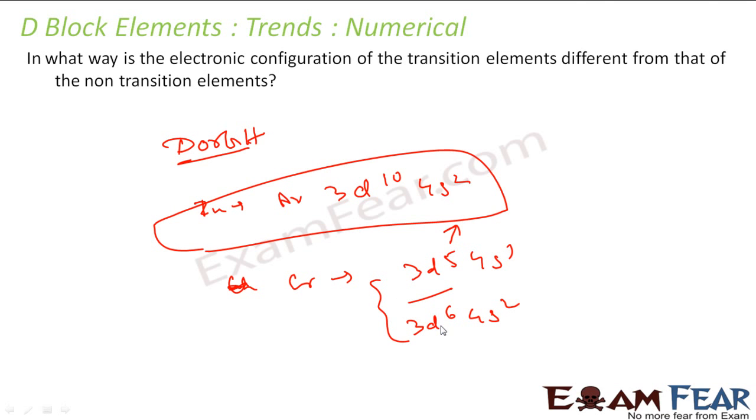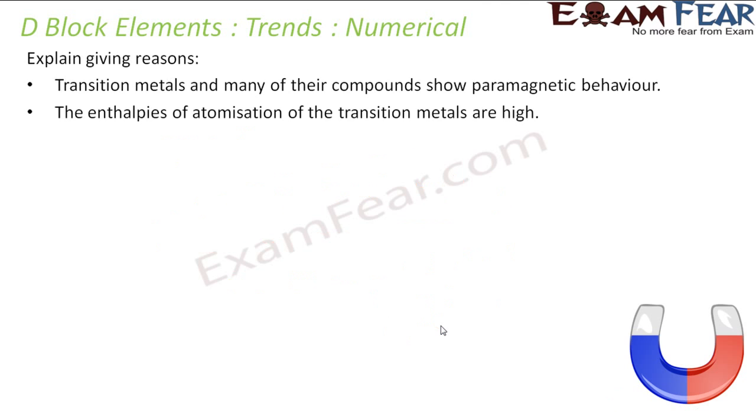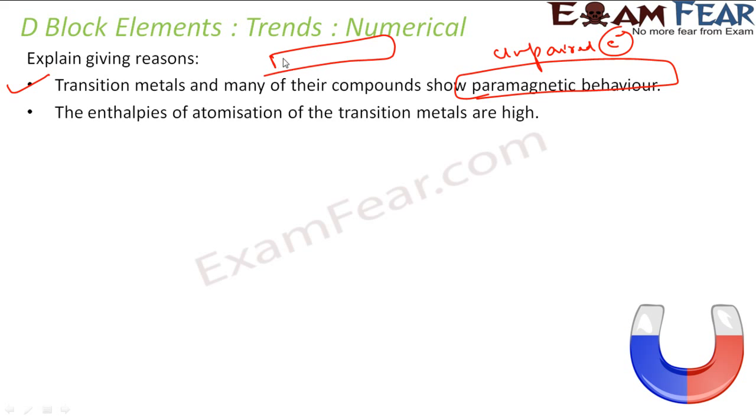Explain the reasons. Transition metals, many of its compounds show paramagnetic nature. See, I told you paramagnetic nature is because of unpaired electrons, right? And d orbital can accommodate 10 electrons, and most of the transition metals have unpaired electrons. Since they have unpaired electrons, they show paramagnetic nature.